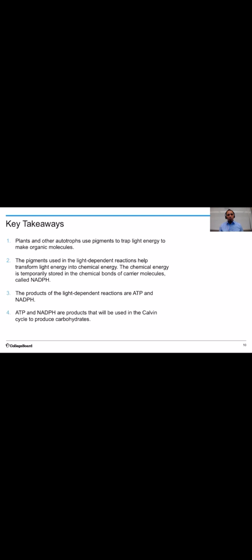So what should we take away from this video? There is a lot going on here, but here are the key takeaways. Maybe you want to pause this and write down these key takeaways and go back to the video. Plants and other autotrophs use pigment to trap light energy to make organic molecules. The pigment used in the light-dependent reactions helps transform light energy into chemical energy. So again, a transformation process. The chemical energy is temporarily stored in the chemical bonds of that carrier molecule called NADPH.